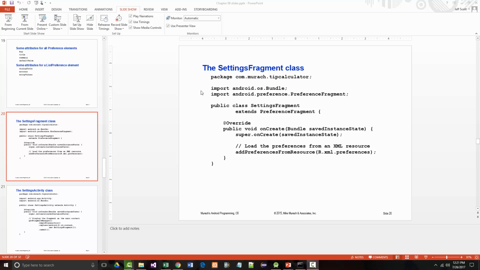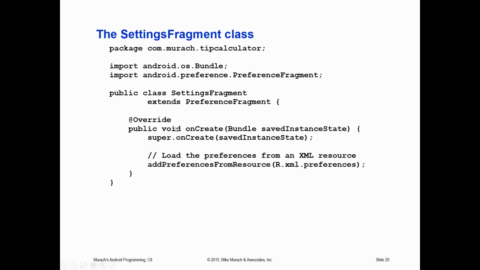The first code example that you see right here shows a fragment named SettingsFragment. It inherits from the PreferenceFragment class. It has only one method in it, the onCreate method. Within this method, there's a statement that calls the addPreferencesFromResource method of the fragment class, which adds the preferences defined in the XML file shown previously to the fragment defined in the class.